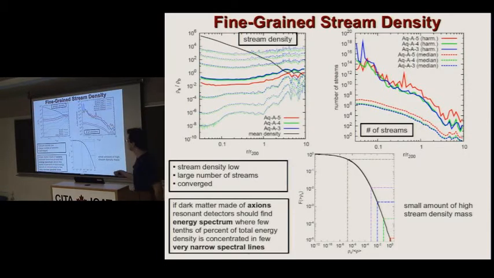Now from a detection point of view, the first important question to ask is what is the number of streams that we expect at the solar position?